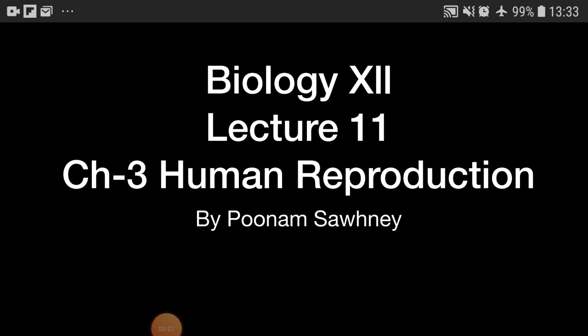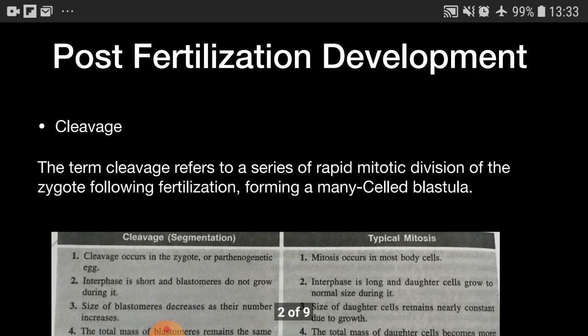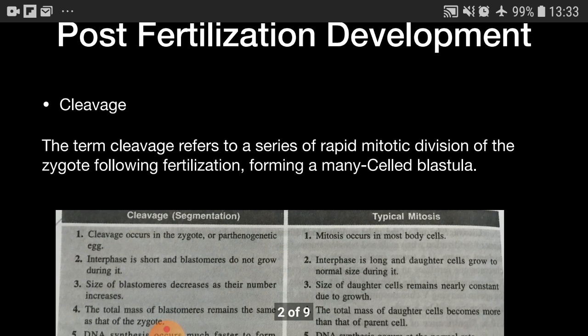Good afternoon, students. Today we will continue with this chapter, human reproduction, and the next topic is the post-fertilization changes. What happens after fertilization? You know that the zygote is formed as a result of fertilization. Then comes the segmentation of this zygote, which is known as cleavage.